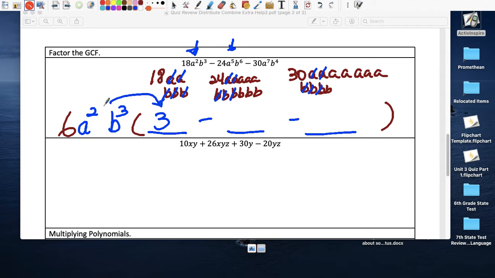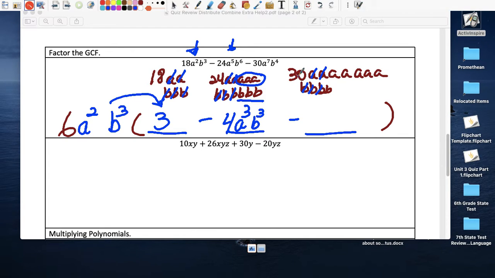Second term, 6 times what's 24 is 4. And a squared times what would give me a to the 5th? Well, that'd be a to the 3rd. And you can count here. So another hint, we can use this. There's 3 a's left over. And look, b to the 3rd power times what is b to the 6th? And again, here's your answer, b to the 3rd. And that makes sense, right?